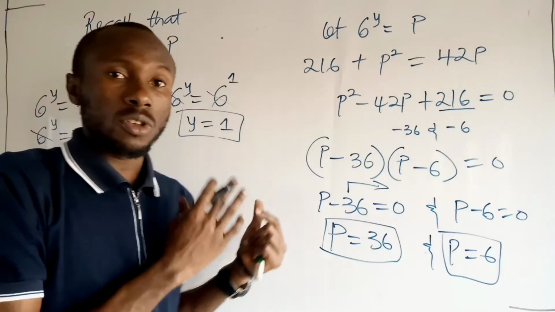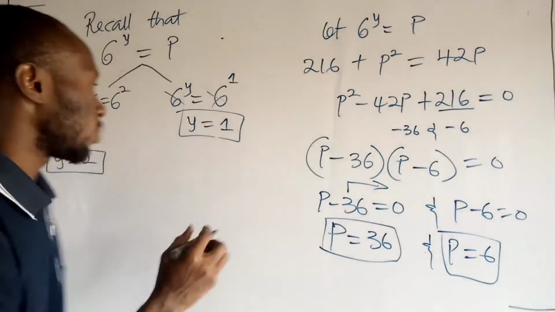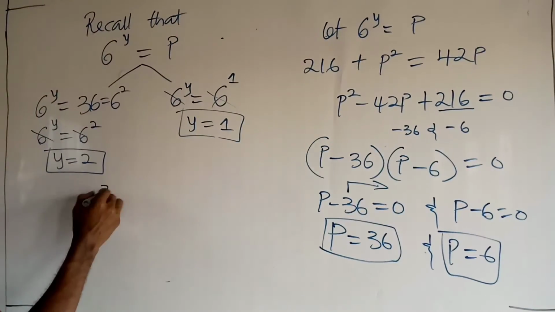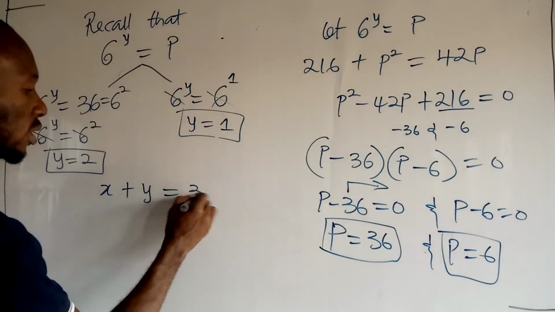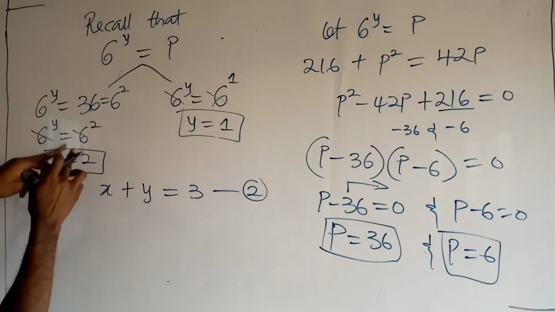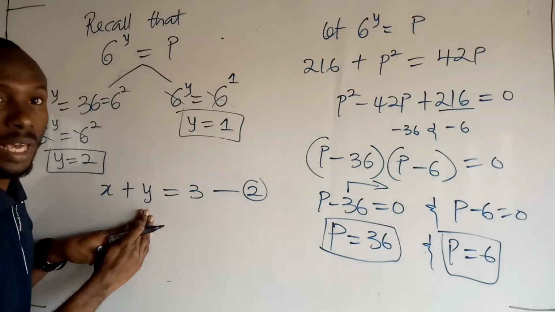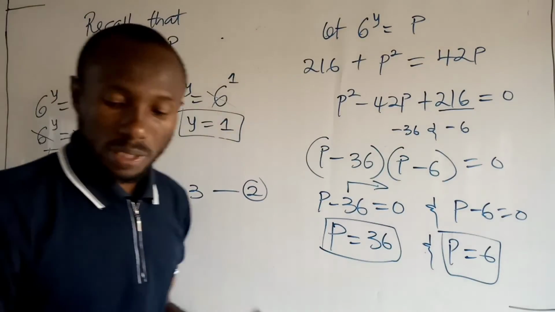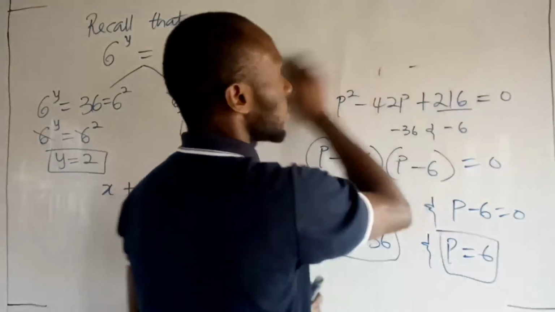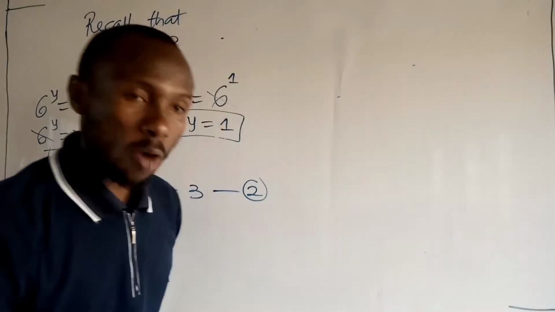Now we've gotten the values of y, we want to get the value of x. So recall equation 2. You know equation 2 is x plus y is equal to 3. This is our equation 2. I just rubbed it off. Now we got the value of y to be 1 and 2, so we want to get the value of x. So I think I need to take off these from here as well. Okay, yes, so we are almost done.